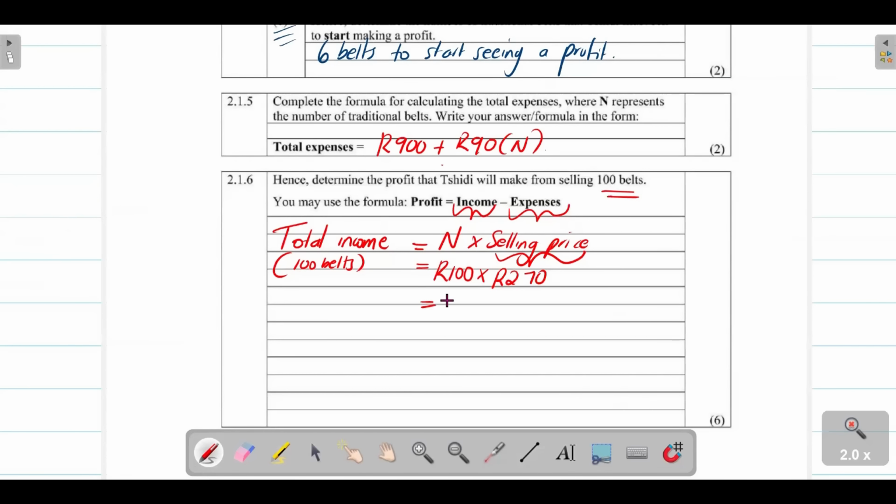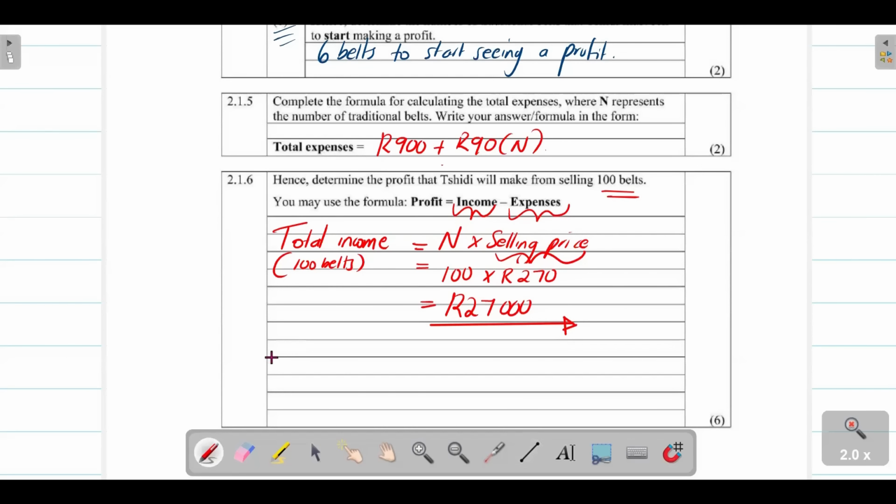So if you take 100, sorry guys, I'm making a mistake. It's not 100 Rand, it's 100 belts. 100 belts multiplied by 270. You'll see that the income that you'll make from selling 100 belts will be 27,000. That is the income that she will make.